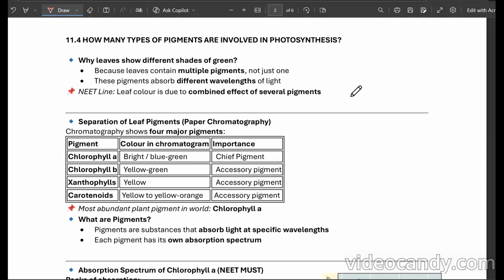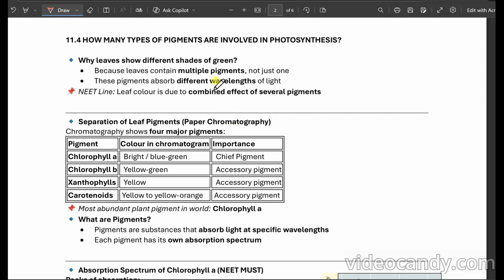So coming to section 11.4. How many types of pigments are involved in photosynthesis? That's a very important question. The major pigment is chlorophyll A, but how many types? There are many types. Specifically, there are 4 types. So multiple pigments, not only one.